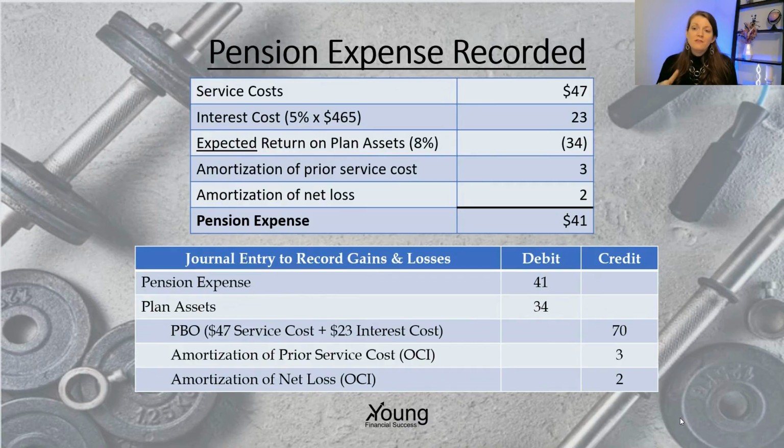Then for our projected benefit obligation, it is going to increase by the sum of the service cost plus the interest cost. So those top two numbers, the 47 plus the 23, give us 70 million. We are going to increase that liability, the pension or the projected benefit obligation. Then we are going to take the two amortization items, and both of those are going to go to our other comprehensive income. So we have the amortization of prior service costs and amortization of our net loss. And those are going to go to other comprehensive income.